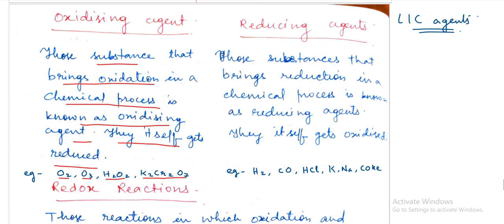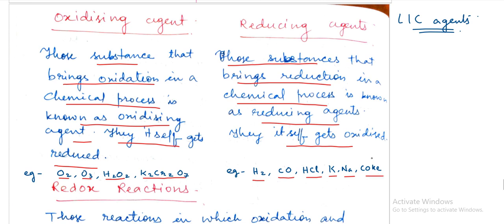Next, we will understand what is a reducing agent. Those substances that bring reduction in a chemical process are known as reducing agents. So these are the substances which bring reduction in the process, and during this, those reducing agents get oxidized. For example, hydrogen, carbon monoxide, hydrochloric acid, potassium, sodium, and coke. Coke is nothing but carbon. Potassium, sodium, and most metals are reducing agents. Remember that. So these are the examples of oxidizing and reducing agents.